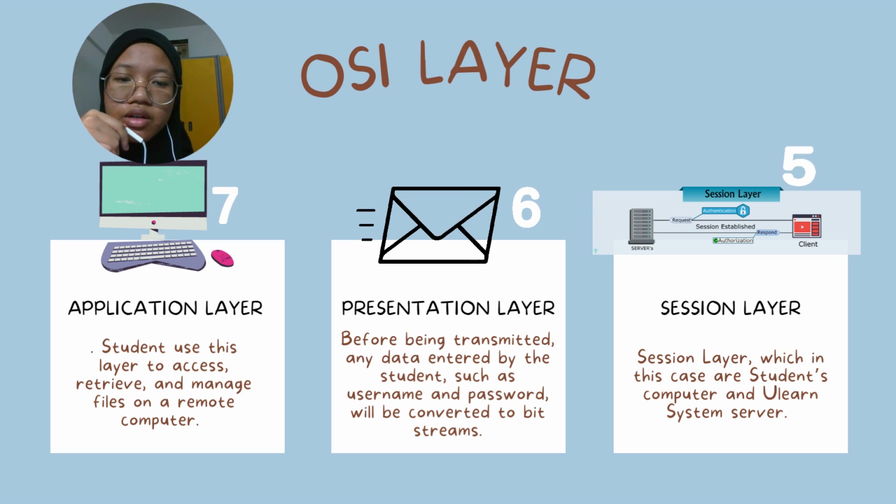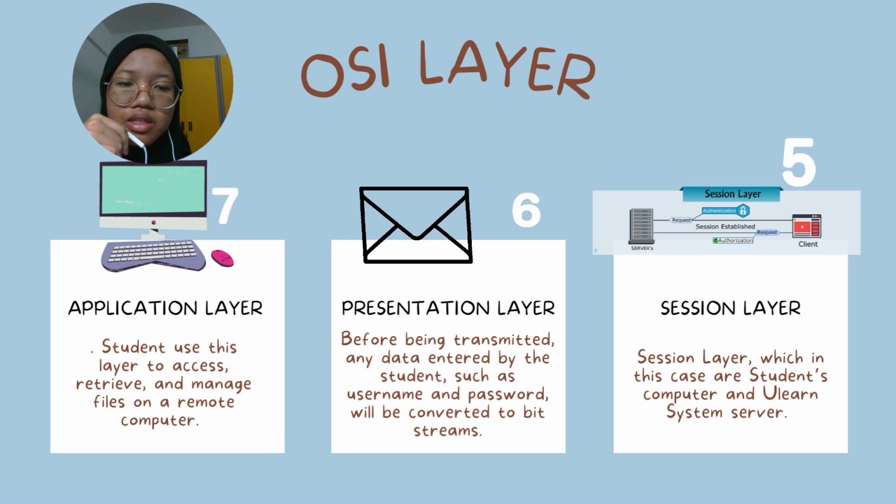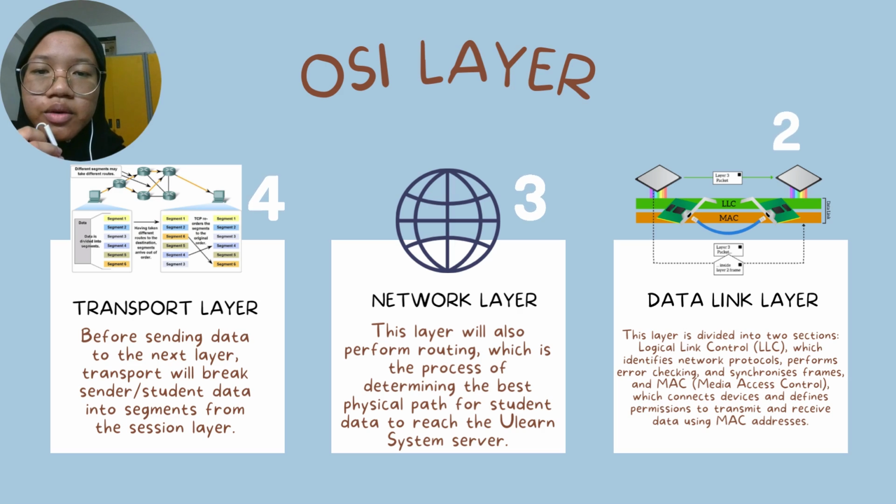Next, the 5th layer, which is the session layer. The session is established between the two parties, which in this case are the student's computer and the user system server. We continue our OSI layer explanation with the 4th layer, the transport layer. Before sending data to the next layer, transport will break the sender or student data from the session layer into segments.